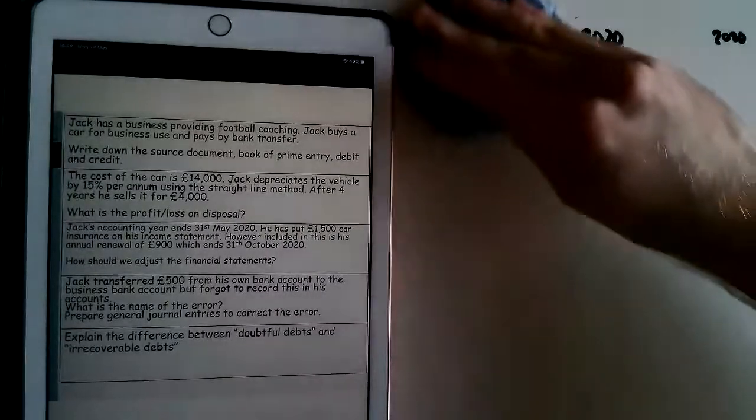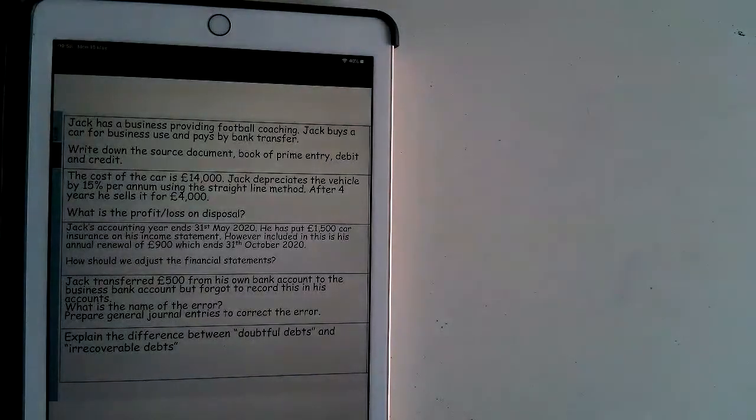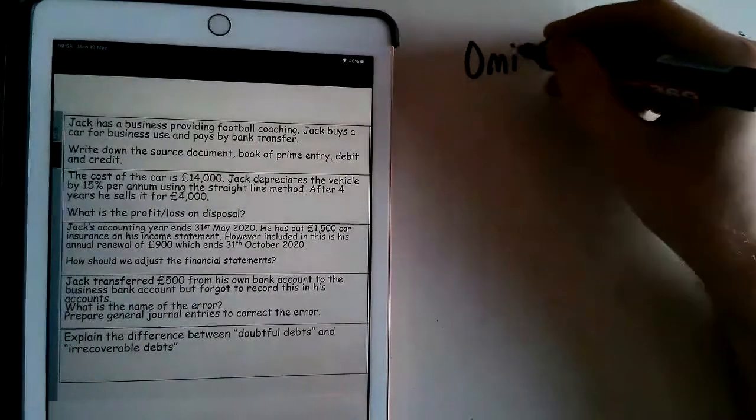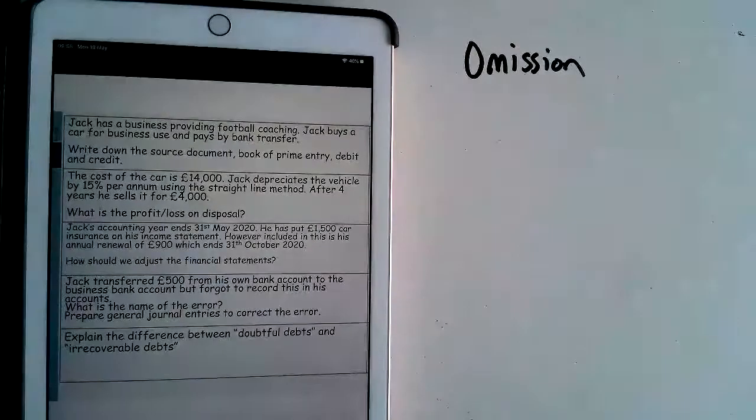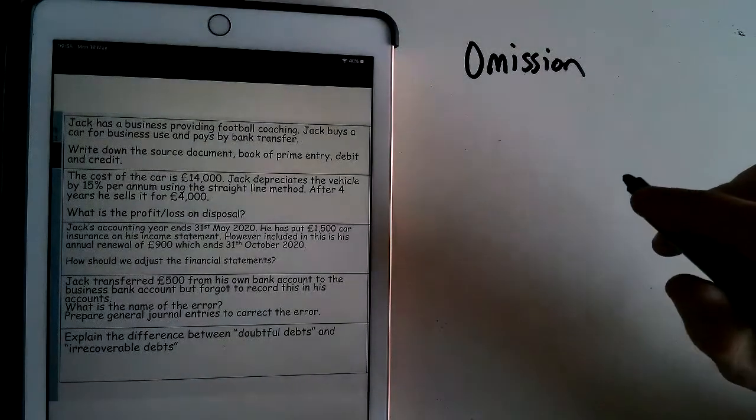Okay, Jack's transferred £500 from his own bank account to the business bank account, but forgot to record this in his accounts. So if he's forgotten to record it straight away, it's an error of omission. I think it's 1N. Yeah, error of omission. And so let's think about how it looks.